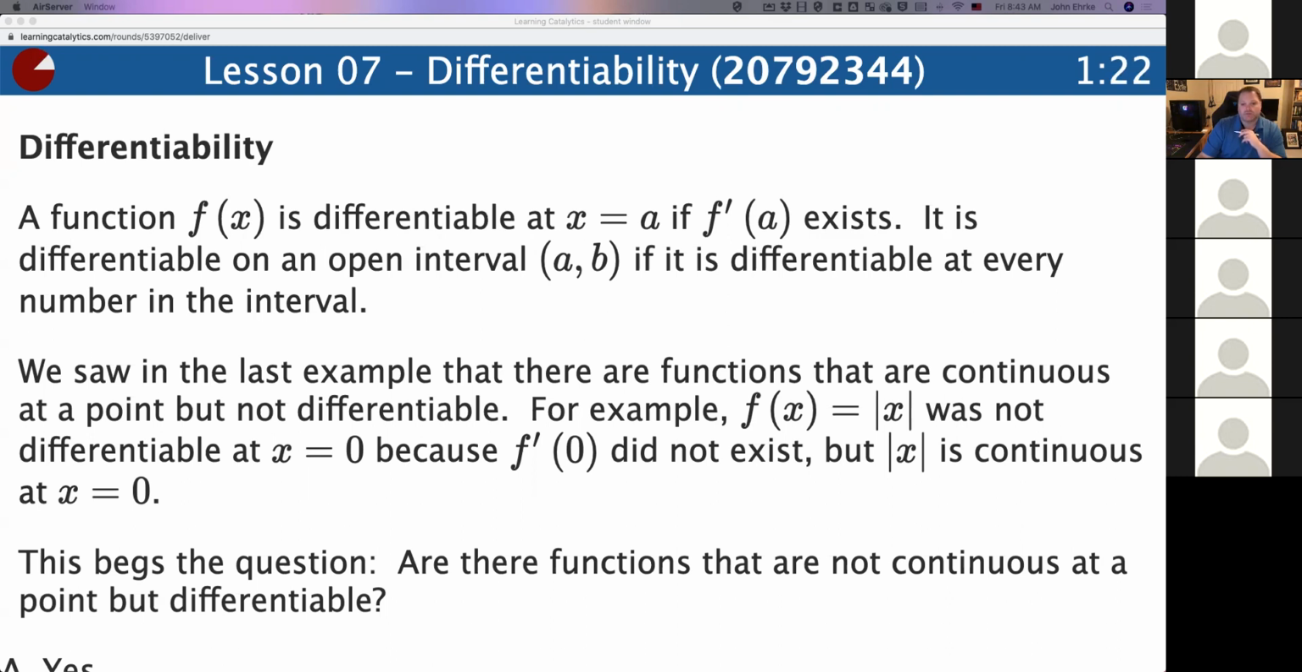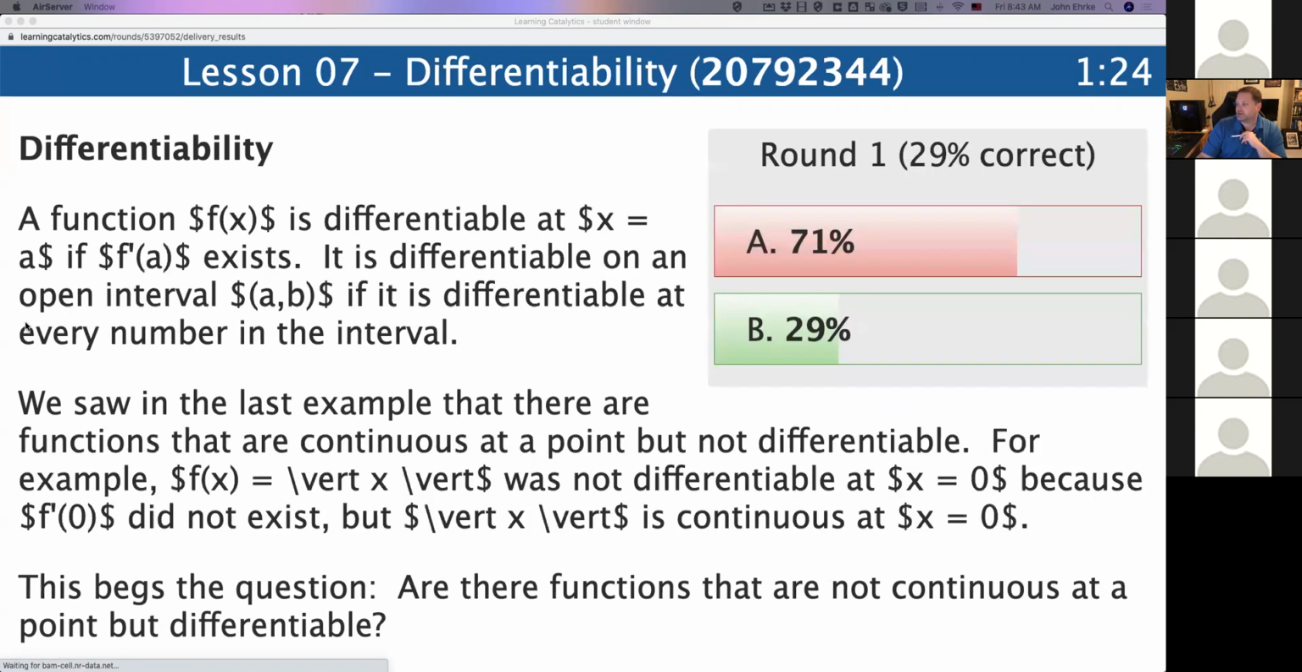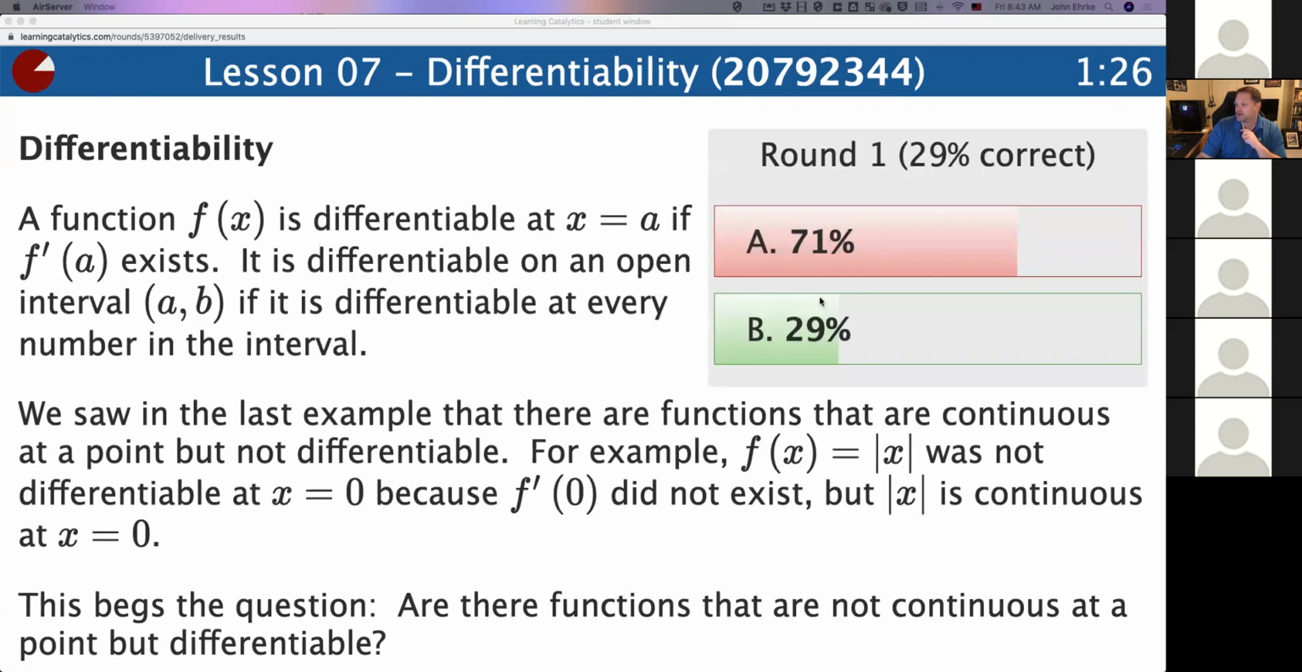All right, most of you have answered, and I'm a little surprised by this. 71% of you said, yeah, I can take the derivative at a place that's not continuous. Think about what it means to not be continuous.